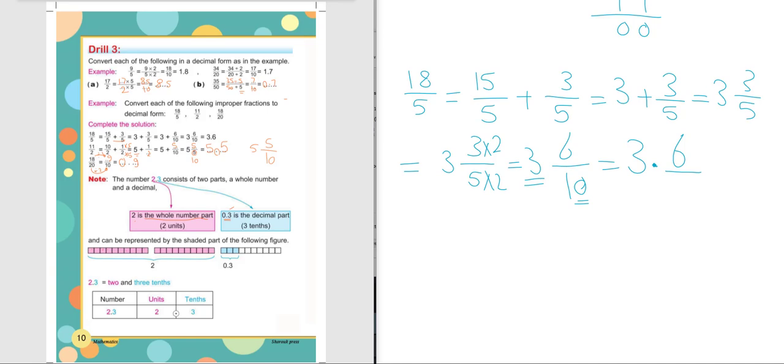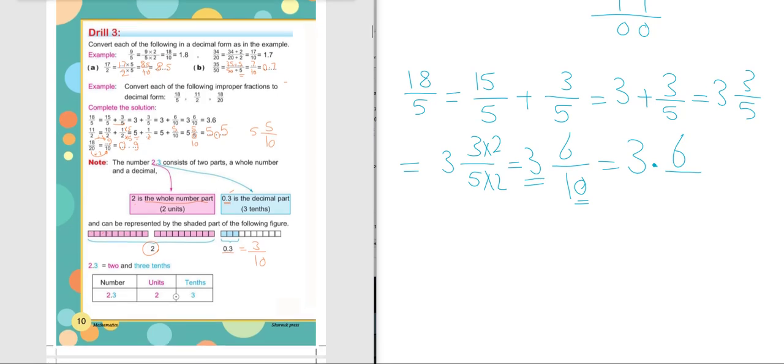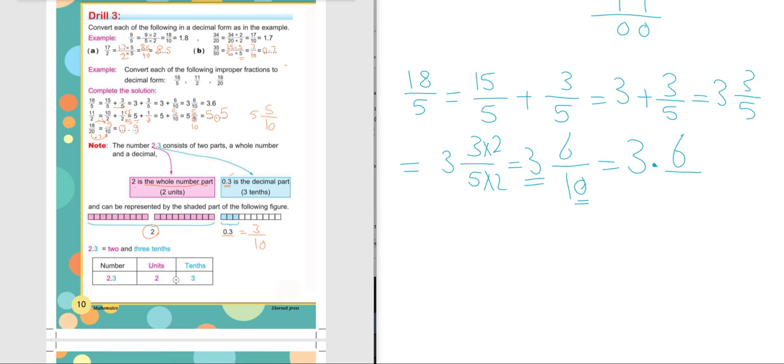This is 2, this equals 2. And now here we have 10, but we colored 3. So 0.3 equals 3 over 10. 2.3 is 2 and 3 tenths, or 2.3. Now, if we want to put it in place value, number of units equals 2, tenths equals 3.